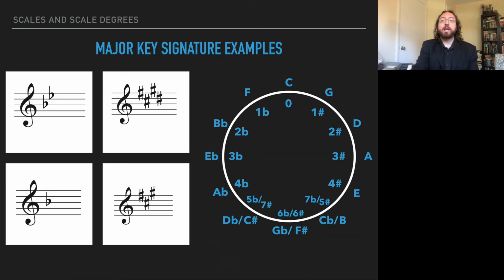Let's take a look at some major mode key signatures. Here we have the clock on the right-hand side as reference, and we have some key signatures on the left-hand side. We have 2 flats, that's B flat and E flat. So I can either remember that the key with 2 flats in it is B flat by remembering my clock or constructing it. Or I can look at that key signature and say, I'll look at the second to last flat, that's B flat, and indeed it is the key of B flat major.